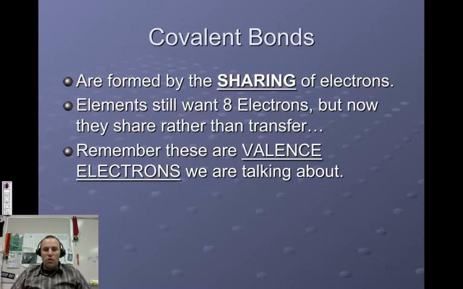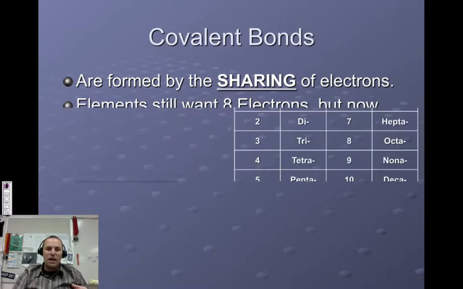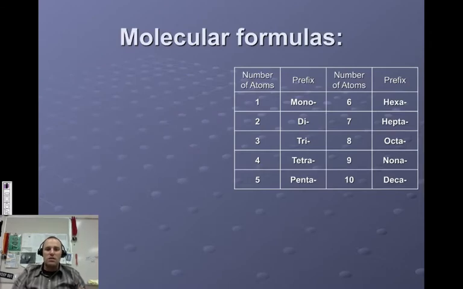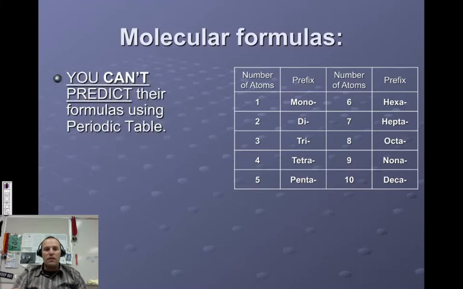Covalent bonds are formed by the sharing of electrons. Ionic bonds transferred the electrons. Metallic bonds, sea of delocalized electrons. Covalent bonds share their electrons. They still want to get 8. This is the whole point of all of this: everybody wants 8 electrons, but now covalent bonding involves sharing rather than transferring. And we are always talking about the outermost electrons, the valence electrons, not any other types of electrons. So let's look at how you name covalent compounds.